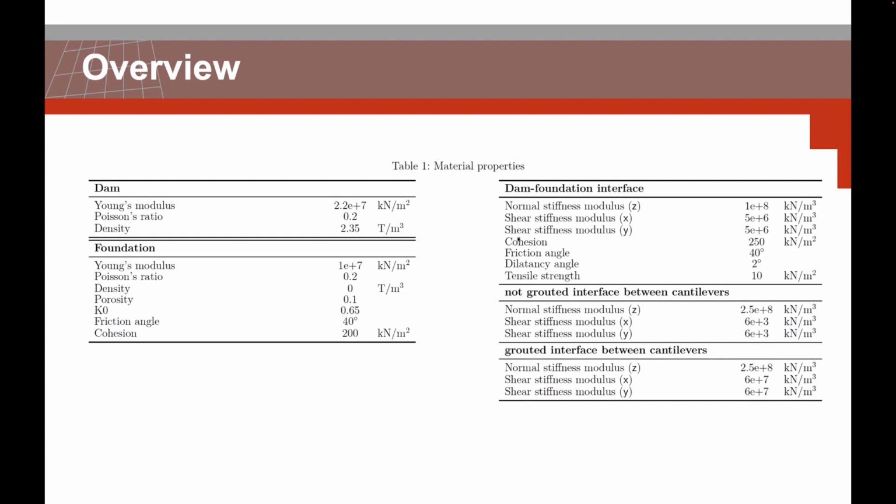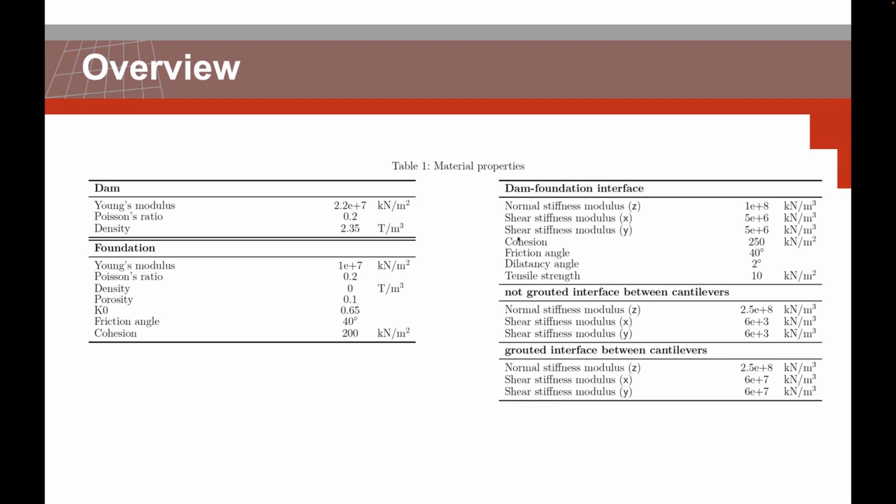For the interface between the dam and the foundation, we make use of a Mohr-Coulomb friction model and a gapping model for the interface opening. So it means that Diana assumes that a gap arises if the tensile traction normal to the interface exceeds 10 kilonewton per square meter. And finally, for the interfaces between the cantilevers, we need to define a material that will be used when the interfaces are not grouted in phase 2, and the material to be used when the interfaces are grouted, which is the last phase, phase 3. In both cases, this material for the interface is linear elastic.